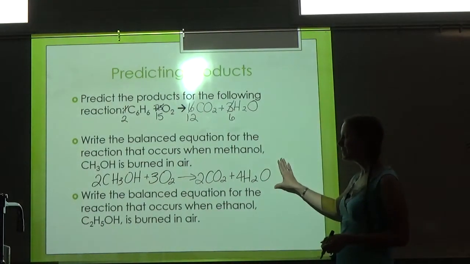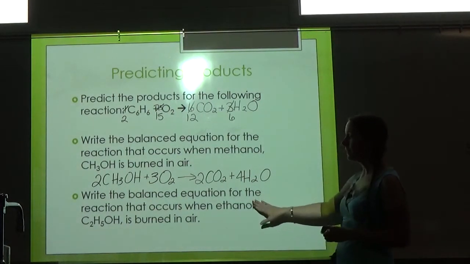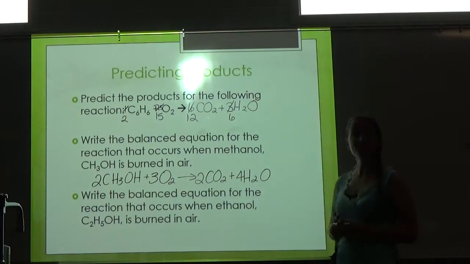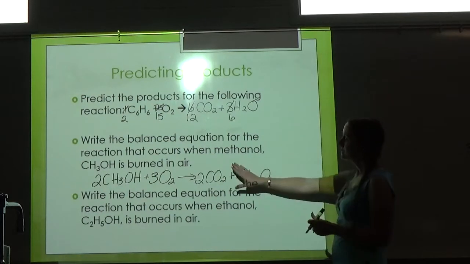So like I said, the combustion ones, they're just kind of hard to balance sometimes. So let's look at the bottom one. Maybe try it on your own first, and then we'll look at it together. Pause it. I'll assume you've done that. All right, so it says write the balanced equation for the reaction that occurs when ethanol, which is C2H5OH, is burned in air. Okay, so we have a similar setup as this.